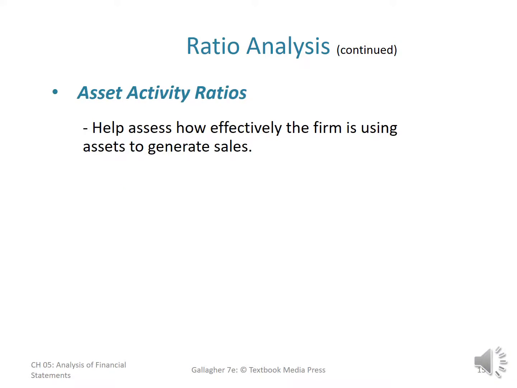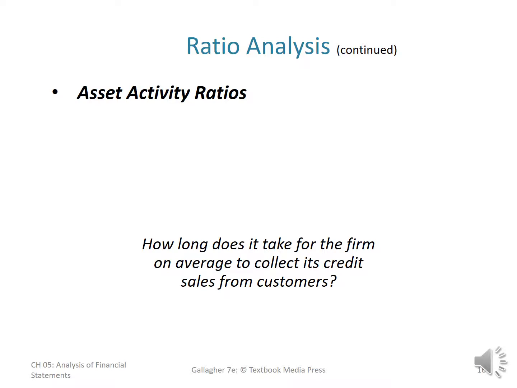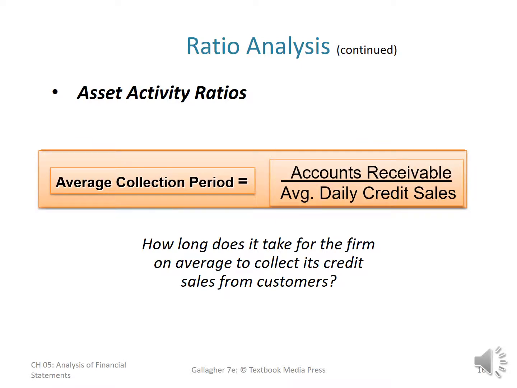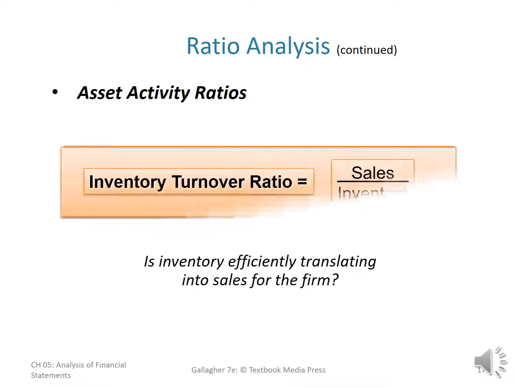Asset activity ratios help assess how effectively the firm is using assets to generate sales. Average collection period is accounts receivable divided by average daily credit sales. It measures how long it takes the firm on average to collect its credit sales from customers. Inventory turnover ratio equals sales divided by inventory. It measures whether inventory is effectively translating into sales for the firm.